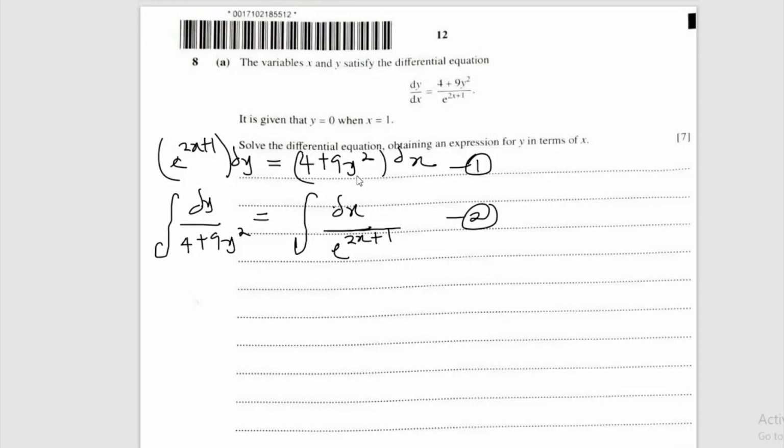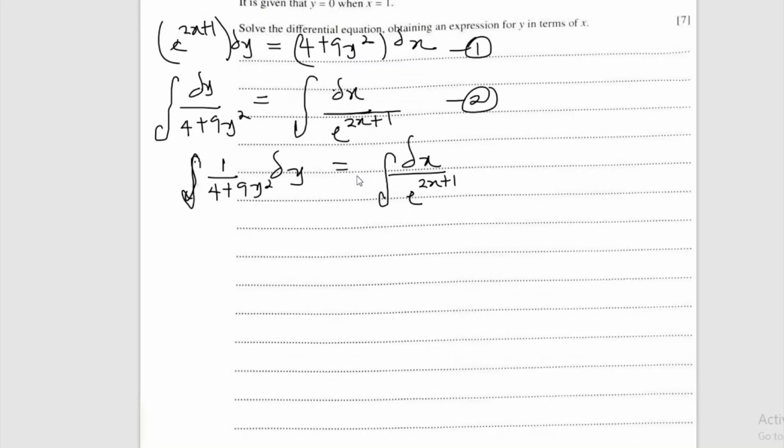Okay, the next thing is to integrate both sides. Now this can be written as the integral of 1 over 4 plus 9y squared dy equal to the integral of dx over e raised to the power 2x plus 1. What we're going to do, we're going to integrate them separately. Let me show you how to integrate them separately. Now, this side is A, and this side is B.